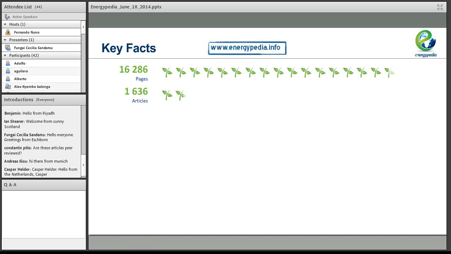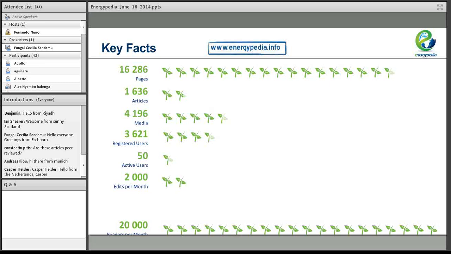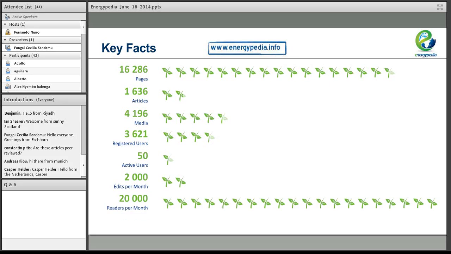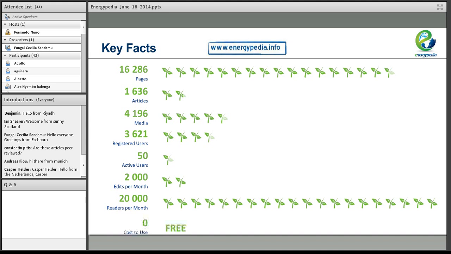These editors contribute on average 2,000 edits a month, and monthly the platform is read by an average of 20,000 readers. The Energypedia team itself is actually comprised of 8 people, and the wiki is free for all to use and to reuse the information.